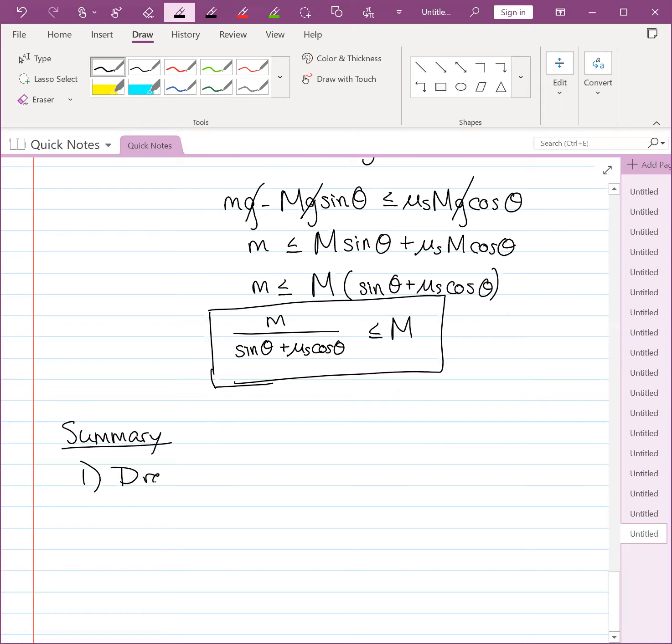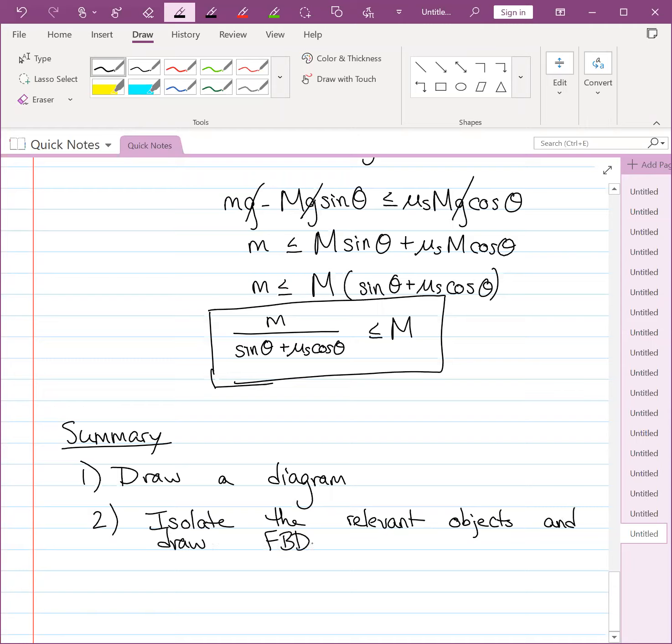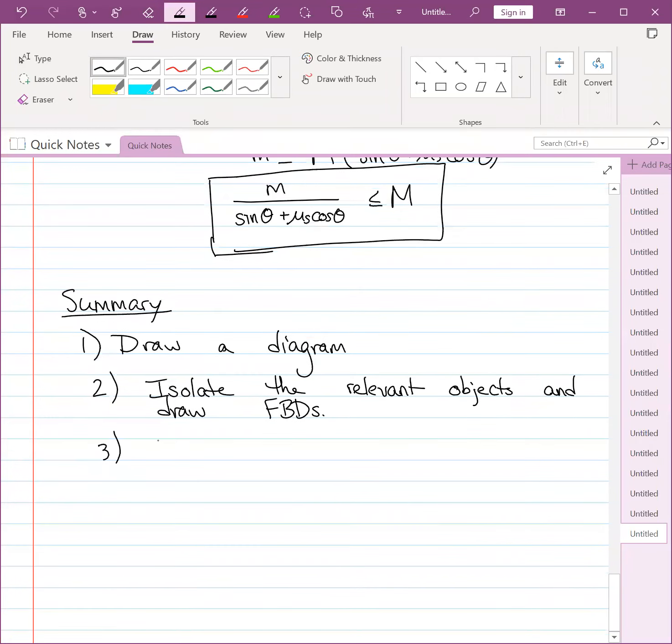First step, draw a diagram, like I did. Second step, isolate the relevant objects and draw their force diagrams, or free body diagrams. Step 3, choose convenient coordinate systems. They don't always have to be the same, but you do have to choose a coordinate system. Generally, it's a good idea to actually draw a picture of what your coordinate system is, just to keep it straight. You do it for each free body diagram.